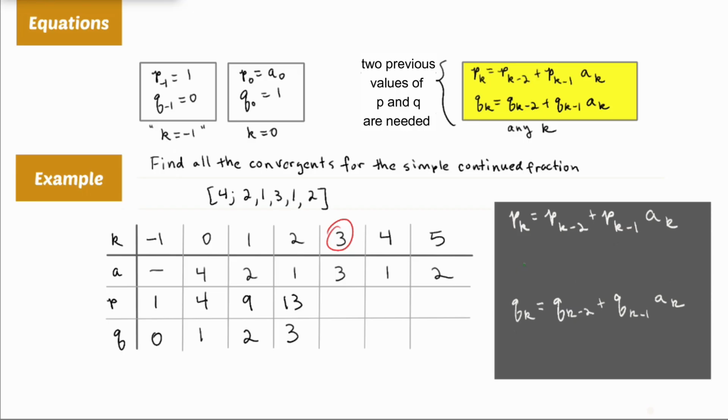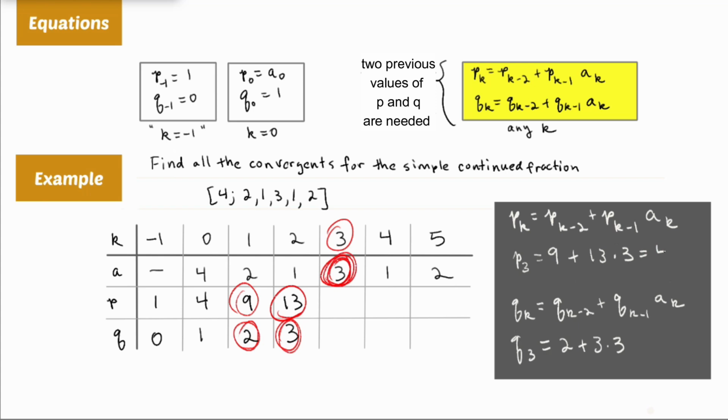Try to figure it out yourself. P sub 3 equals 9 plus 13 times 3, and q sub 3 equals 2 plus 3 times 3. In the calculation of p, this is the 9, p sub 1, this is the 13, p sub 2, and this is the 3, a sub 3. In the calculation of q, this is the 2, q sub 1, this is the first 3, q sub 2, and this is the second 3, a sub 3.